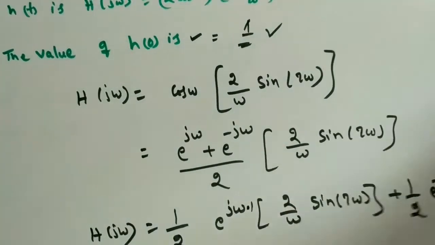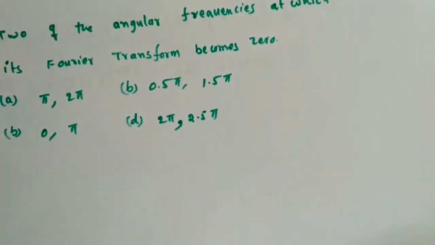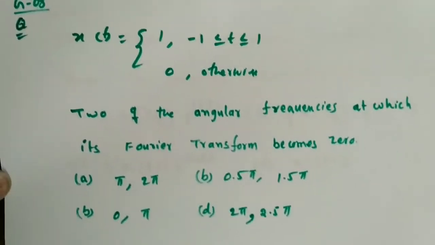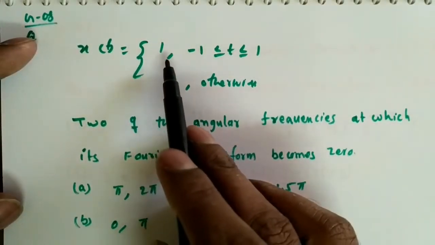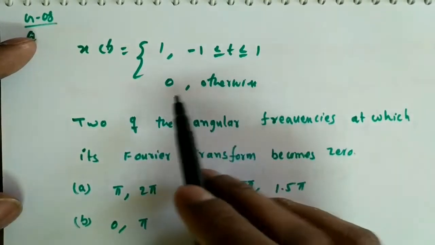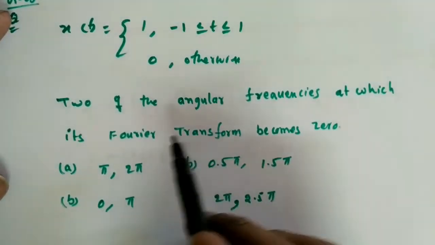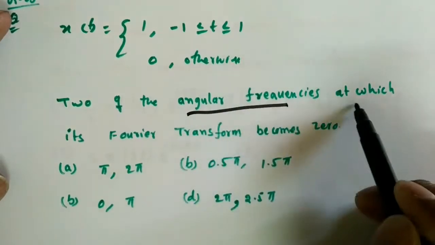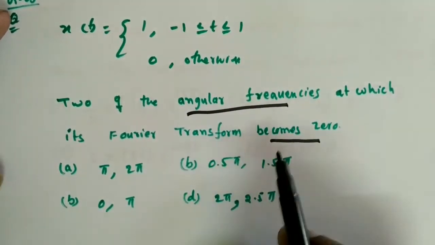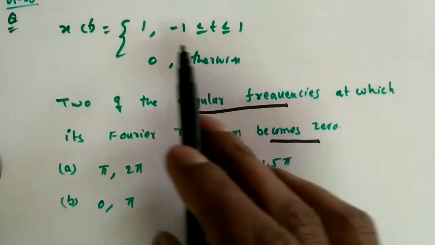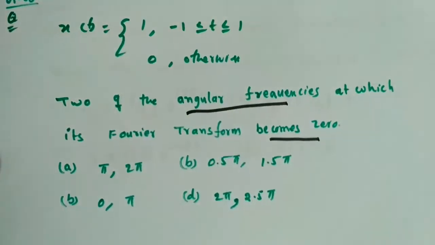So that is about this question. Next we will see one more question. This is from GATE 2008. x(t) is equal to 1 from -1 to 1, 0 otherwise. Find two of the angular frequencies at which its Fourier transform becomes 0. So we need to find the frequencies at which the Fourier transform of this signal will become 0.